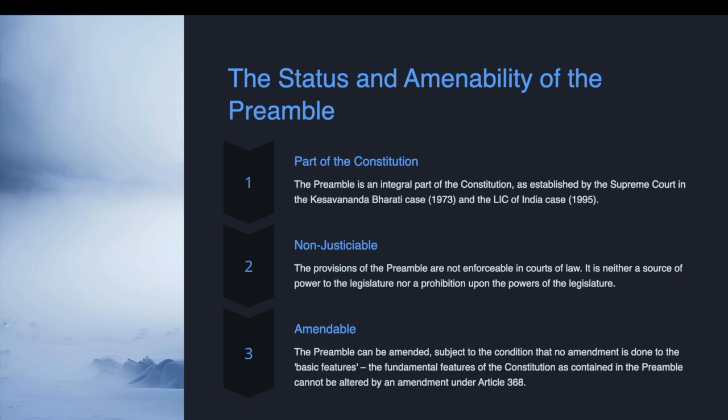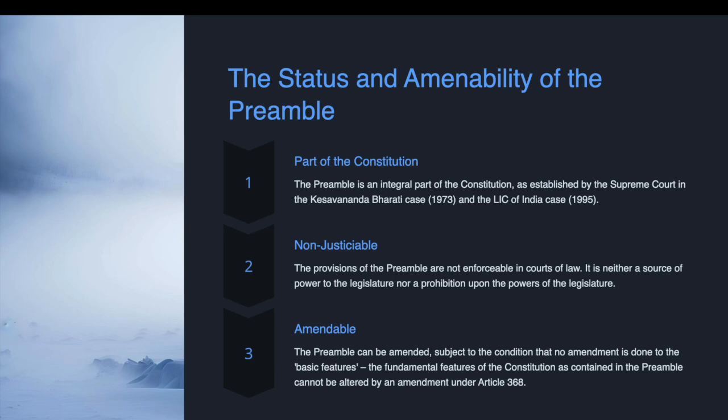The status and amendability of the preamble. So, the preamble is an integral part of the Constitution as established by the Supreme Court in the Kesavananda Bharati case 1973 and the LIC of India case 1995. It is non-justiciable. The provisions of the preamble are not enforceable in a court of law. It is neither a source of power to the legislature nor a prohibition upon the powers of the legislature.